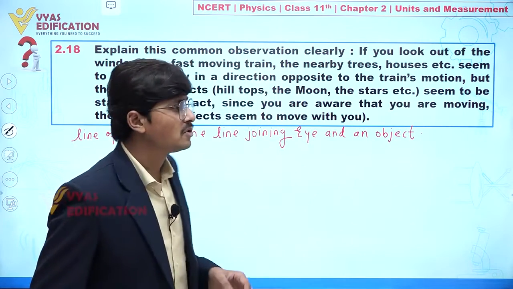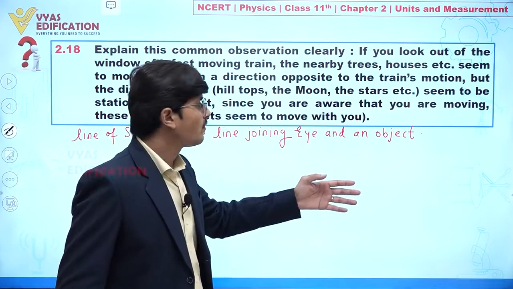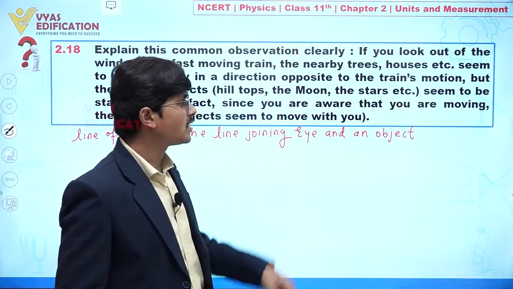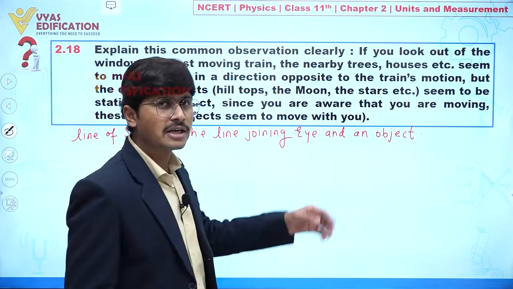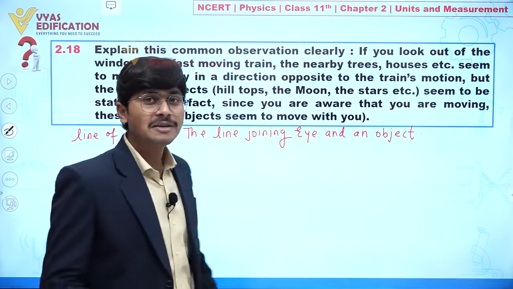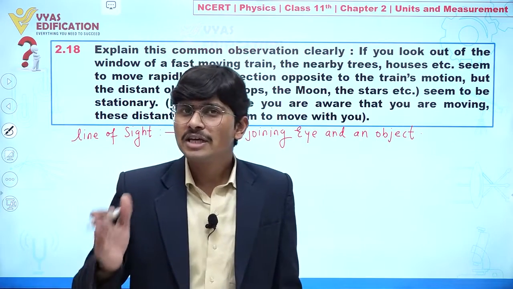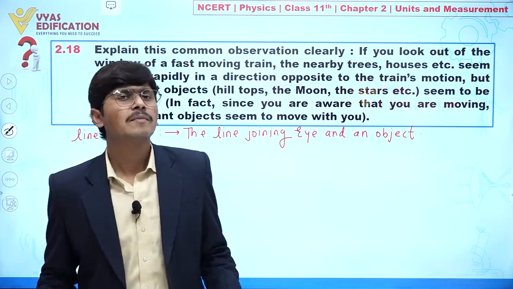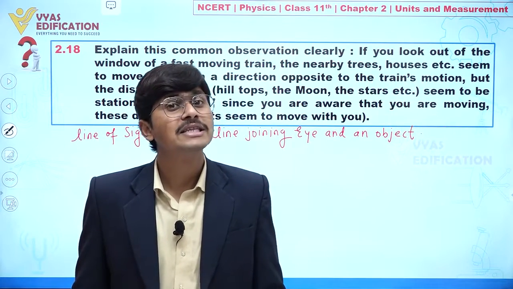Clear? Let's suppose this object is very near to me. When I am going in this direction, at the same time I am observing that object, and my line of sight is actually moving like this. Clear? It means, for a nearby object, the line of sight changes very fast. Clear? But what will happen with a distant object?